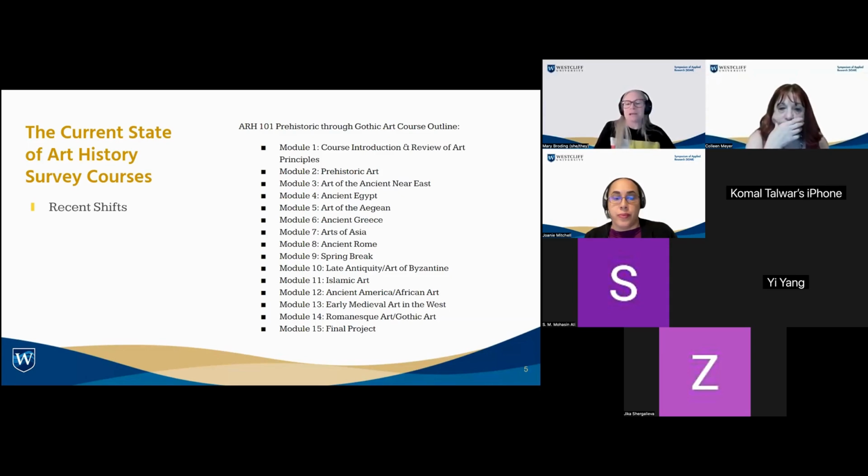traditional textbooks. Then between late antiquity and art of the Byzantine or Byzantium, we get Islamic art, we get ancient America and African art having to be crammed together in 1 week. And you can see the focus is still very, very much on Western art and the evolution of the Western art body of work.